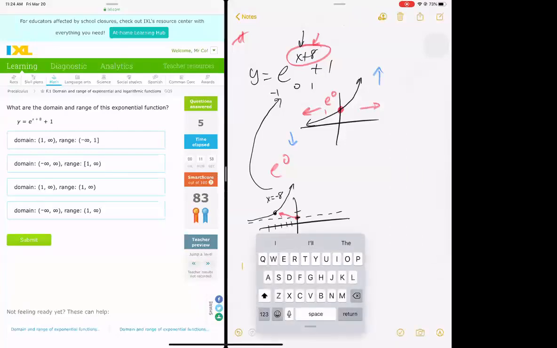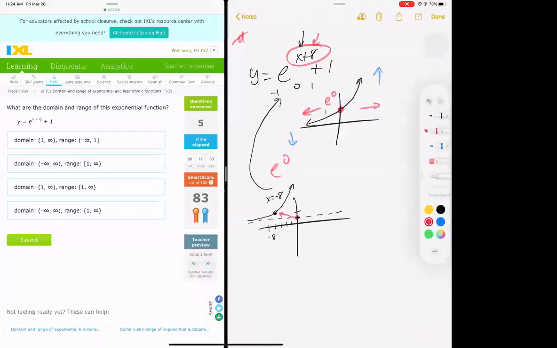And you can see, if I can write it again, we went e to the x plus 8 plus 1. We went back negative 8 spaces and up 1 space, which makes these graphs kind of easy to read.